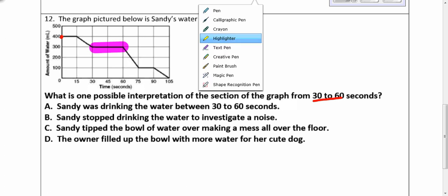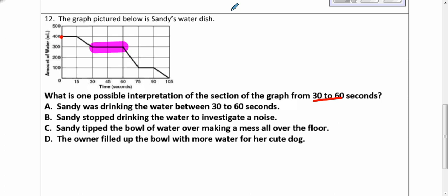If you follow along, nothing has happened to the water here. The water is staying the same. The amount of water is staying the same. Then all of a sudden, 15 seconds in, Sandy starts drinking. The water starts going down. Then, and this is the part they want you to focus on, right there, the water stays the same level.